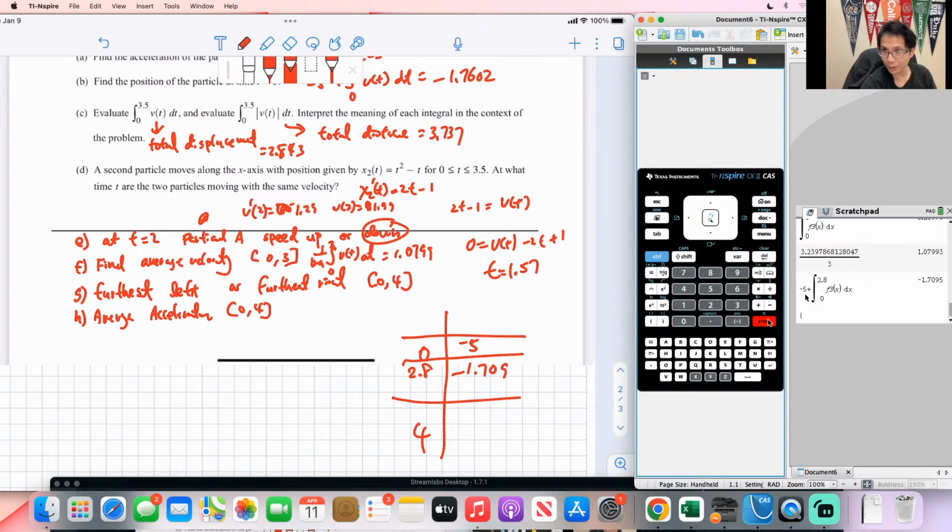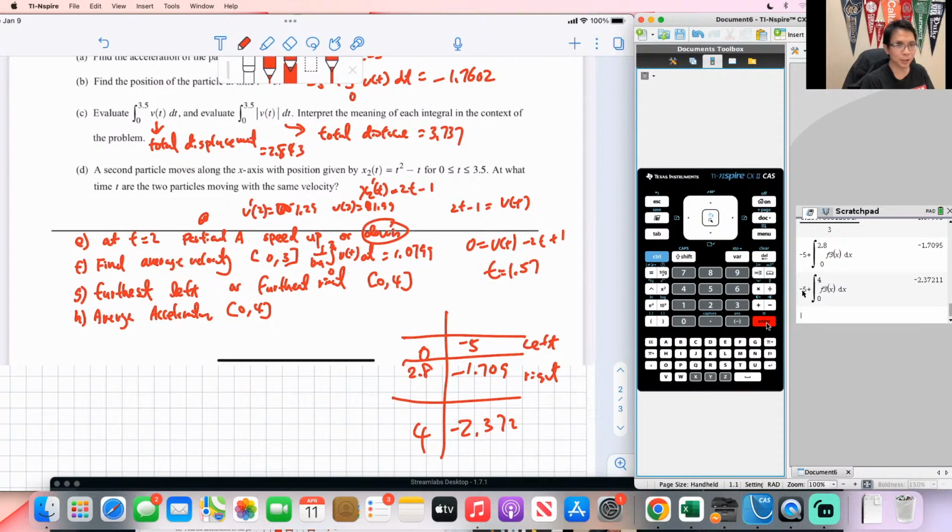And I'm going to do the same thing again, but I'm going to do it to 4. So I'm going to delete this to 4. And press enter is going to be 2.372. Now, what's the furthest left? Furthest left is going to be here. And furthest right is going to be here. So that's going to be furthest left and right. We do the endpoint and the critical point, and I did the critical points.